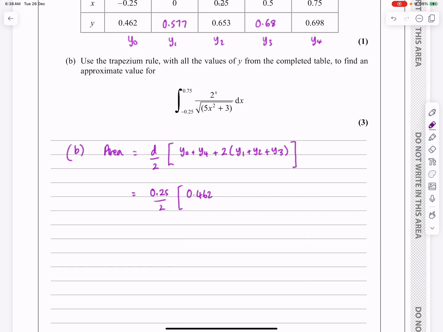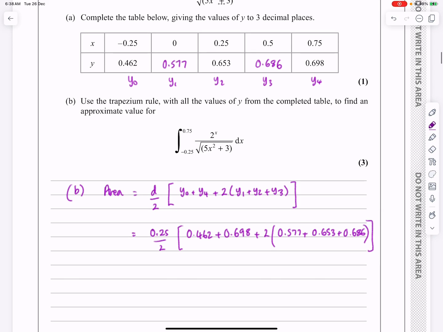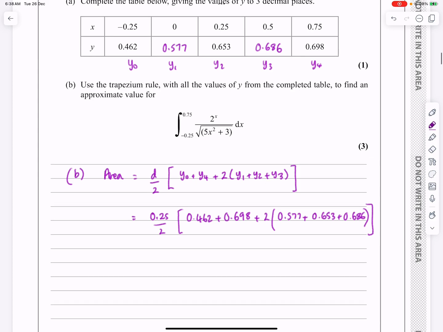So 0.462, 0.698, and then 2 lots of 0.577, 0.653, and 0.686. Did I not put the 6 in there? Sorry, you will be screaming at me. Yeah, always just check your answers there. 0.686. It did say 3 decimal places when we were doing that one. Apologies.